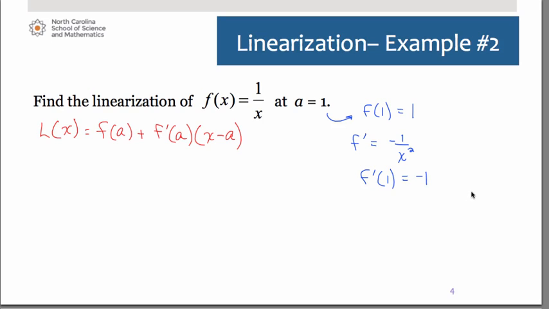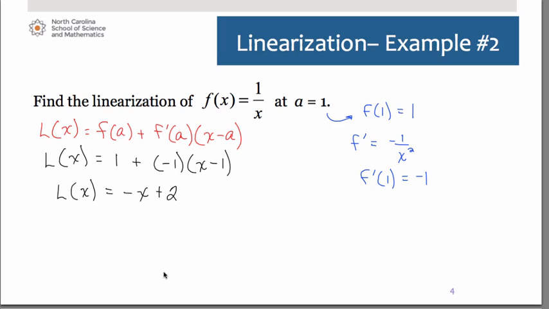Now we have everything that we need to substitute into our linearization formula. Therefore, we have L of x is equal to f of 1, remember that was 1, plus our slope, f prime of 1, that's negative 1, times the quantity x minus 1. You can go ahead and distribute the negative and simplify, and you'd have negative x plus 2. And that would be our linearization of the function 1 over x at the x value of 1.